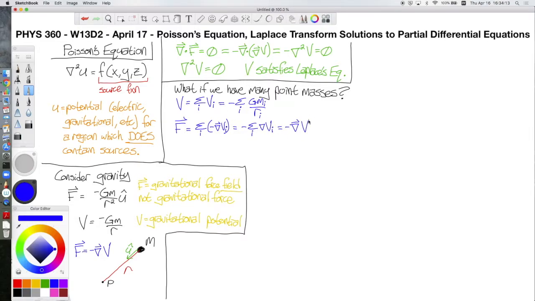So the force, the total force field acting at point P, will be the sum of the negative gradients of the potential from each individual mass, summed over all of the masses. And if we pull that negative outside and sum over everything, we get, again, that the force is equal to the negative gradient of the potential. So that is still true.